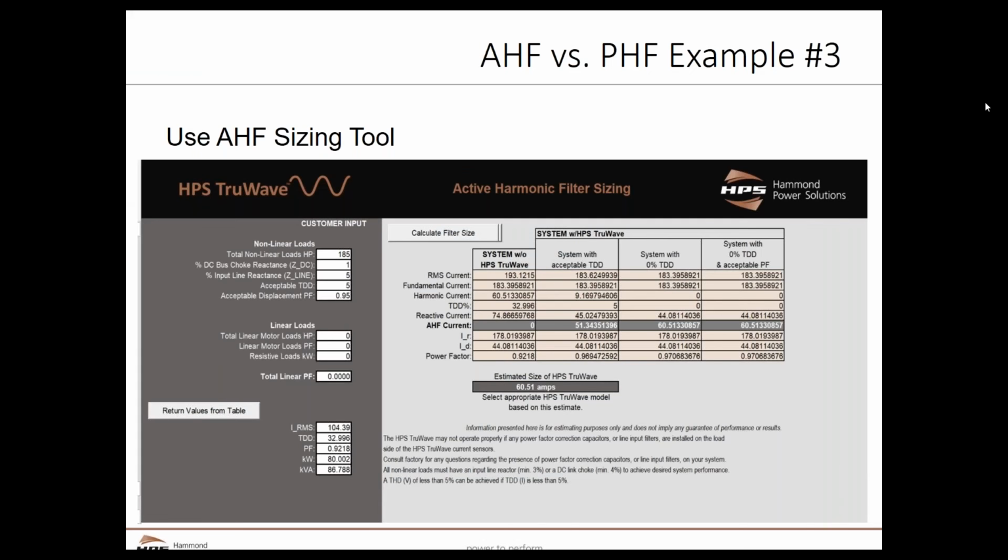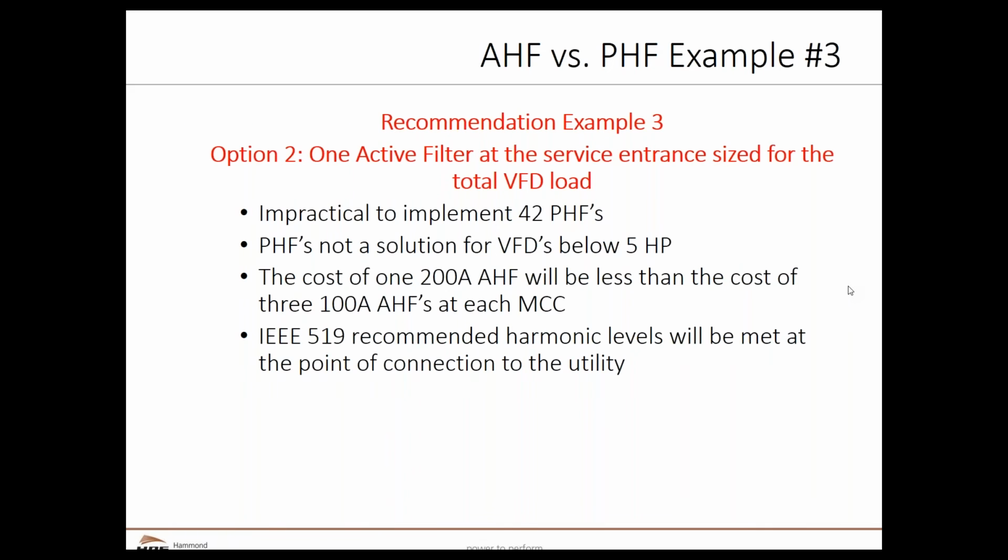So in this case, passive harmonic filters would not be practical because you would have to have at least 42 passive harmonic filters. The capital cost would be high and the installation cost would be quite high. And passive harmonic filters are not practical, usually below 5 horsepower. A single 200 amp active filter at the service entrance would cost significantly less than the 3 100 amp active harmonic filters, and it would cost quite a bit less than the passive harmonic filters.